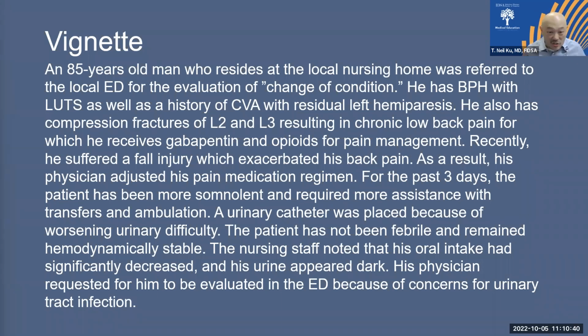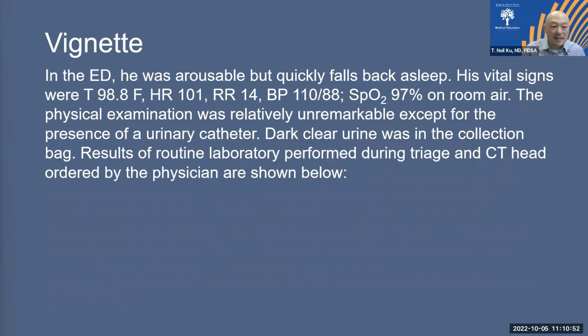Because of this change in condition, his physician felt he should be evaluated further in the local ER for a possible urinary tract infection. In the ER, the ED physician noted that he was arousable but fell back into sleep very quickly. His vital signs showed he was afebrile, slightly tachycardic, but otherwise normotensive and oxygenating well on room air. The physical exam was fairly unremarkable, except that this patient has a urinary catheter, and the urine in the collection bag was dark but clear.